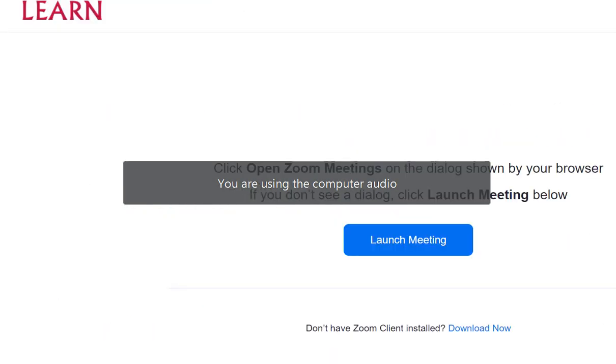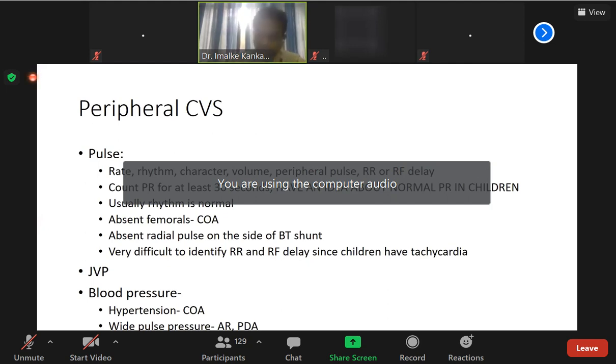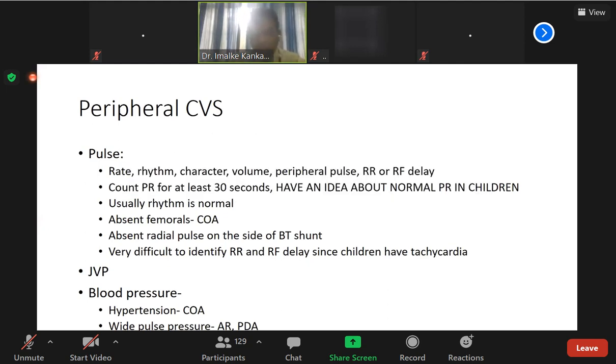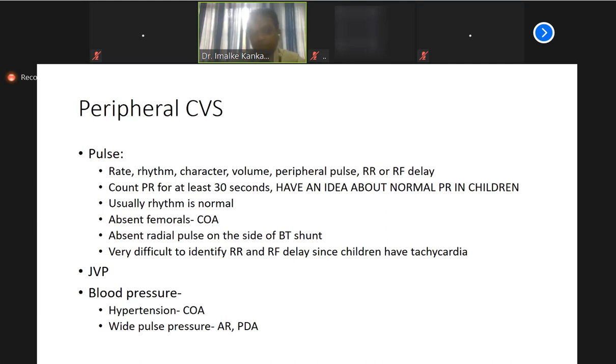About the age, if you think that you can do it, just do it the way you do it in adults. But I don't think you need to measure these things. But if it is obvious, like engorged veins, you might feel it.